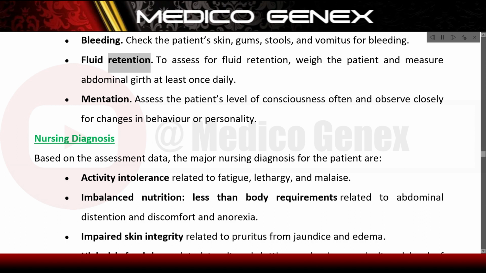Fluid retention. To assess for fluid retention, weigh the patient and measure abdominal girth at least once daily. Mentation. Assess the patient's level of consciousness often and observe closely for changes in behavior or personality. Nursing diagnosis. Based on the assessment data, the major nursing diagnoses for the patient are: activity intolerance related to fatigue, lethargy, and malaise. Imbalanced nutrition, less than body requirements, related to abdominal distension and discomfort and anorexia.